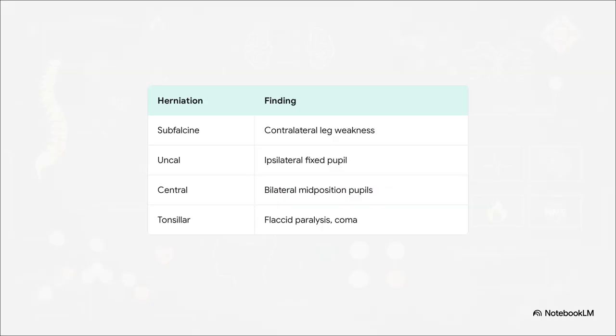Mapping out the exact anatomical shifts to the resulting localized deficits for brain herniation syndromes is vital. In a subfalcine herniation, the cingulate gyrus shifts, compressing the anterior cerebral artery, which causes contralateral leg weakness. In an uncal herniation, the medial temporal lobe pushes down, compressing cranial nerve 3, and that results in an ipsilateral fixed, dilated pupil. Central herniation, meanwhile, causes bilateral mid-position fixed pupils and decorticate posturing. And finally, a tonsillar herniation pushes right through the foramen magnum, immediately causing coma, flaccid paralysis, and respiratory arrest.